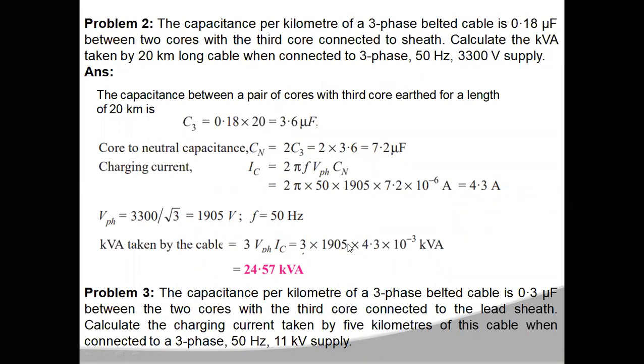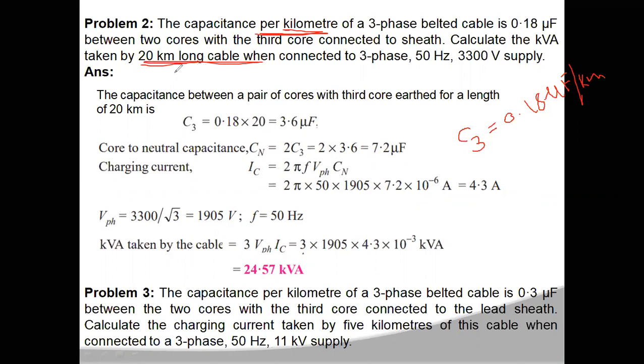That means they have given the value of C3. C3 is the measurement value. If you measure the capacitance between two cores with the third core connected to the sheath, that C3 value is directly given as 0.18 microfarad. This 0.18 microfarad is per kilometer, but your cable is 20 kilometers long. So for 20 kilometers, the total capacitance value of C3 will be 0.18 into 20, which is 3.6 microfarad for the total length of the cable.